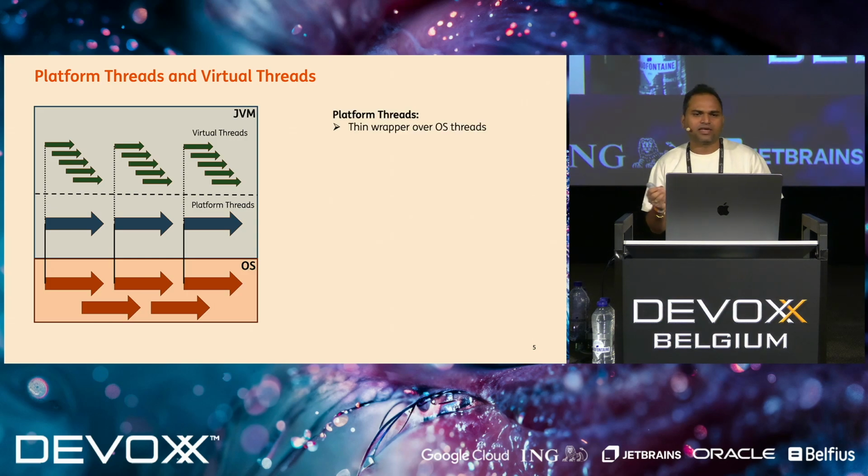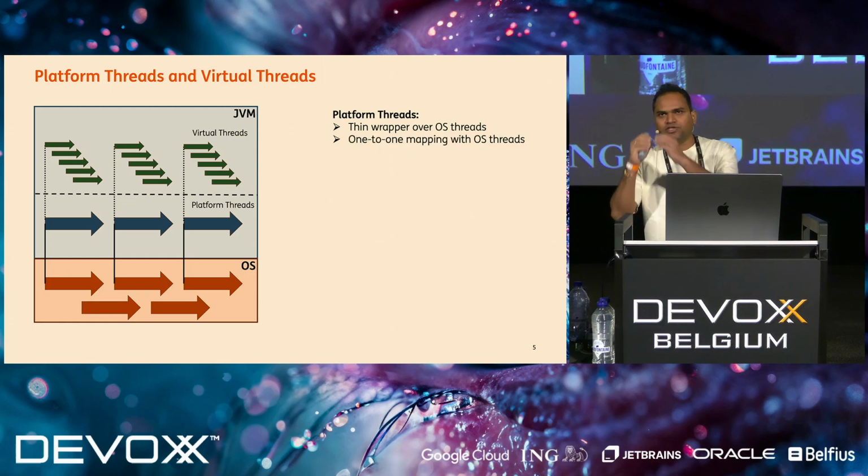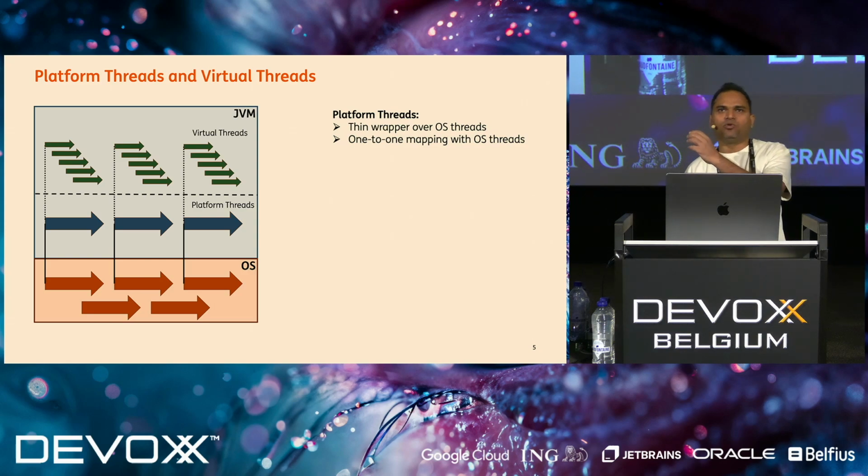Platform threads are actually a thin wrapper over OS threads. What that means is when the JVM wants to create a new platform thread, it actually requests the operating system to create a new OS thread, and only when that thread can be created, it creates an instance of a platform thread. And therefore, these platform threads map to these operating system threads with a one-to-one mapping, meaning an instance of a platform thread has one and only one OS thread connected to it.